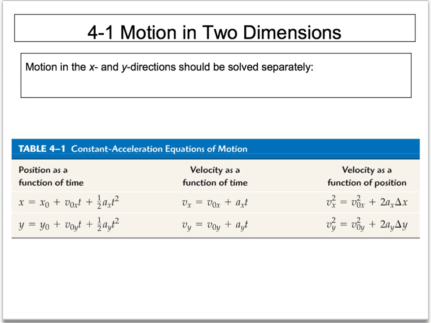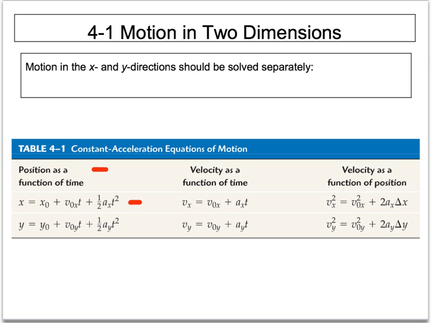Next up, motion in the x and y direction should be solved separately. To do that, which is what I talked about in the last two slides, there are actually two sets of equations. But if you look at them, you'll notice they're the same. So let's read through. First, the first column where it says position as a function of time. For x, the equation is x equals x naught plus v naught t. And then that's v naught in the x direction, so that's why it says v naught x. So let me start over. X equals x naught plus v naught in the x direction times t plus 1/2 acceleration in the x direction times t squared.